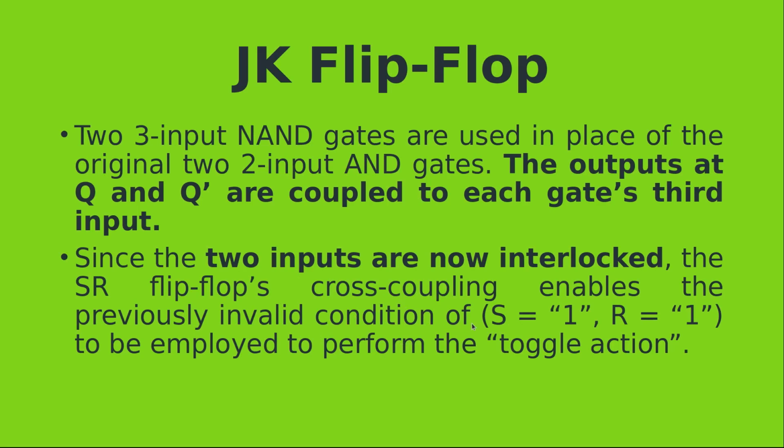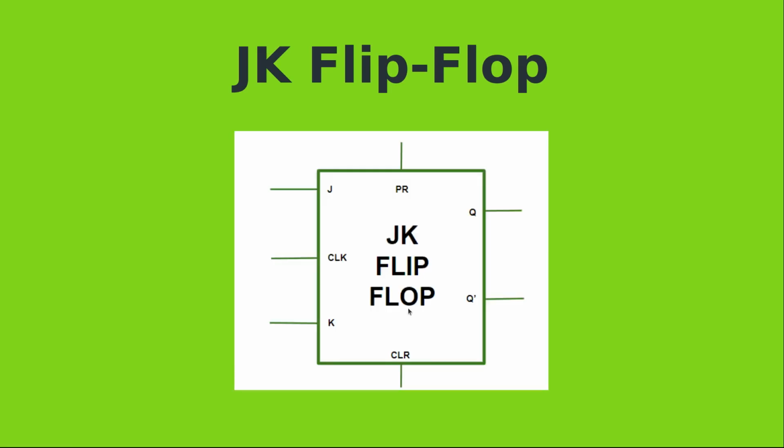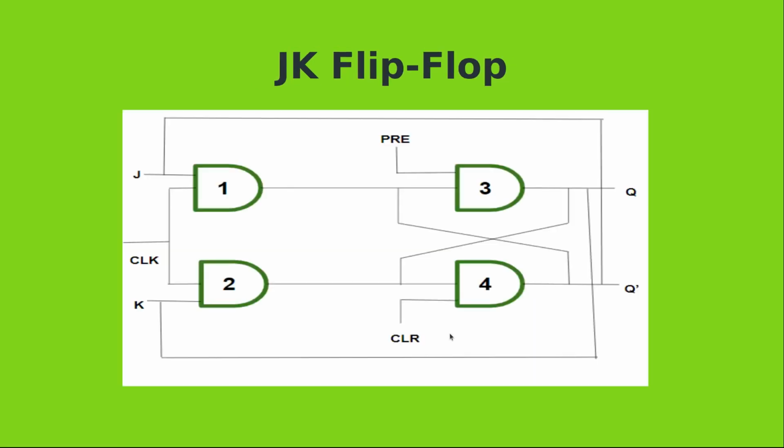Previously in an SR flip flop, S equal to 1 and R equal to 1 was an invalid condition, but here it will be called a toggle condition, and the invalid condition is removed. Here we have the J and K inputs, the clock, and the preset and clear. Q and Q bar are opposite to each other, complements of each other. Here this is a JK flip flop.